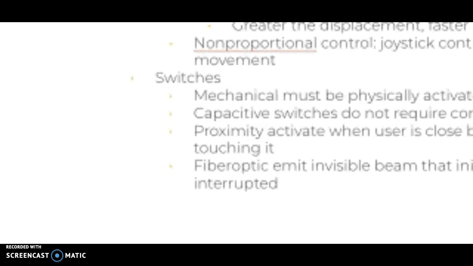The next few slides are going to be about the control interfaces for a powered mobility system. So you have proportional versus non-proportional. Proportional control with a 360 directionality means that the chair moves in whichever direction that the joystick is displaced. The greater the displacement, the faster the chair moves. The joystick controls fewer degrees of movement with non-proportional control.